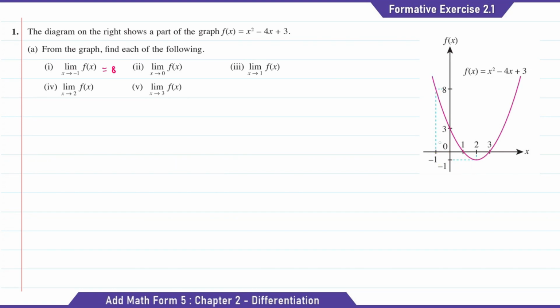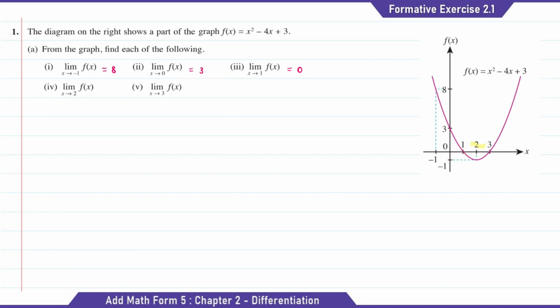Number 2, the limit when x approaches 0. So when x approaches 0 from the left hand side or from the right hand side, the function approaches 3. Therefore, the answer for number 2 will be 3. Number 3, the limit when x approaches 1. So when x approaches 1 from the left hand side and from the right hand side, the function approaches 0. Therefore, the answer is equal to 0.